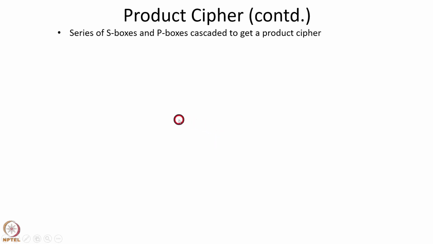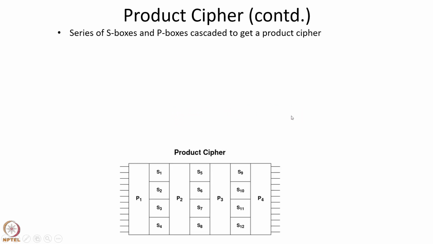In a product cipher, a series of S boxes and P boxes are cascaded. This shows an example of a product cipher. First, we have a P box, then we have a set of small S boxes, then we have a P box, then a set of S boxes, and then another P box, and then S boxes, and then another P box. So we have such a cascade of many stages of P boxes and S boxes.